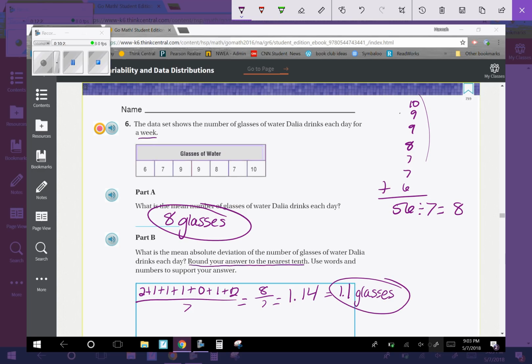Now it says to use your words and the numbers to describe that. So what you should write is something along the lines of the mean is 8 glasses and the distance of data values from 8 are 2, 1, 1, 0, 1, 1, and 2. The mean of the distances is, and then you can show this work that we just did here, and then you explain why you got from this number to this number, which is that you had to round to the nearest tenth. So when you round to the nearest tenth, 4 needs to round down, which means it leaves you with 1 and 1/10.